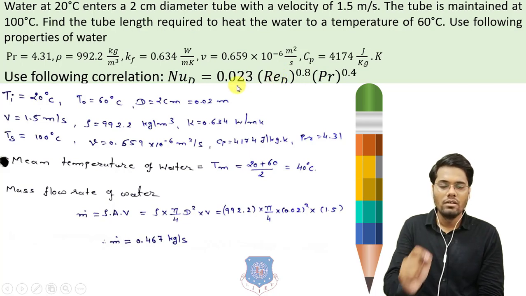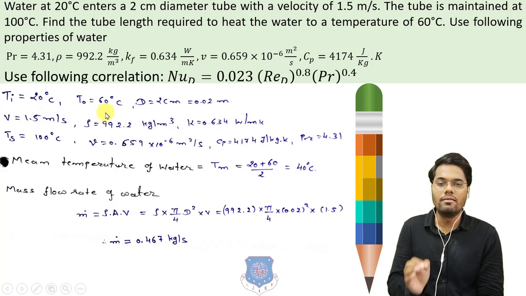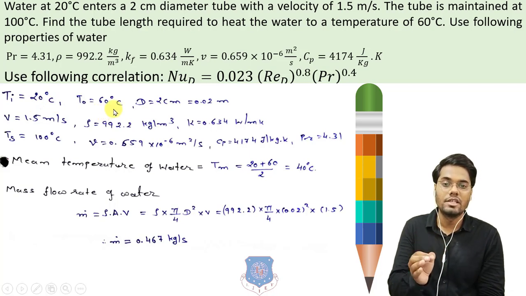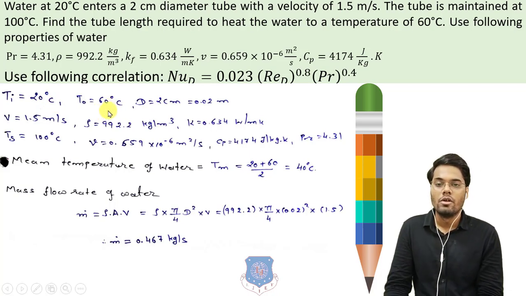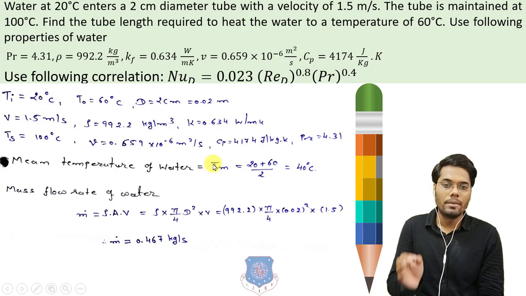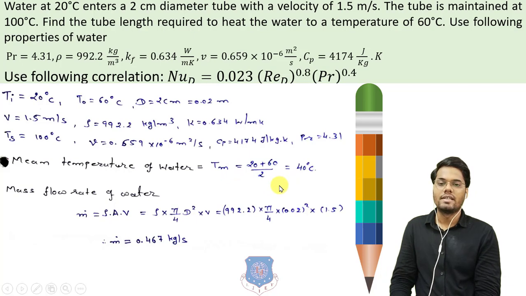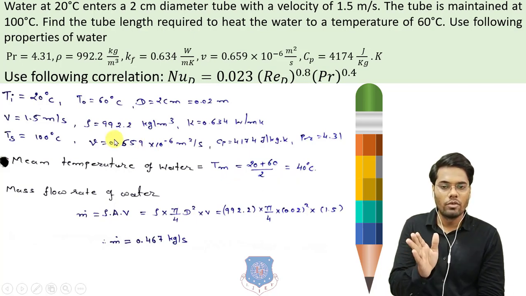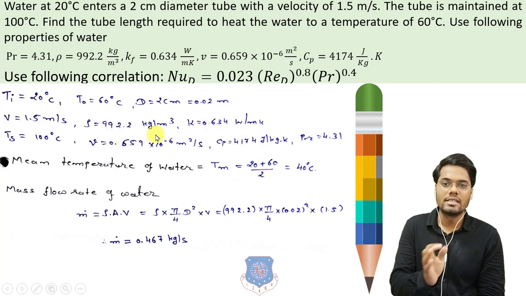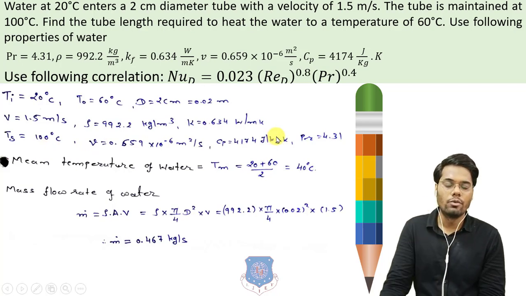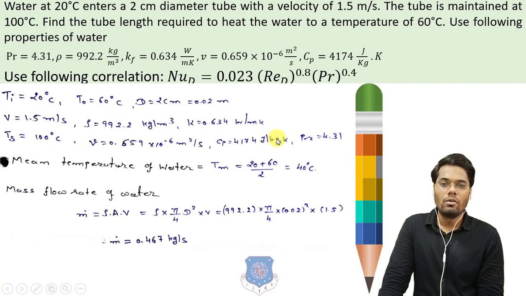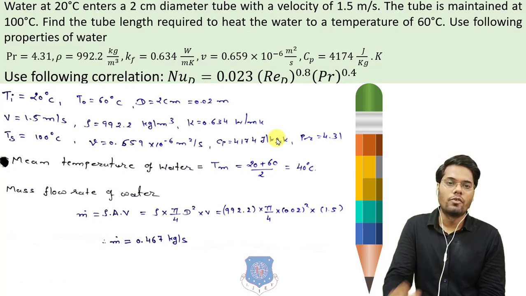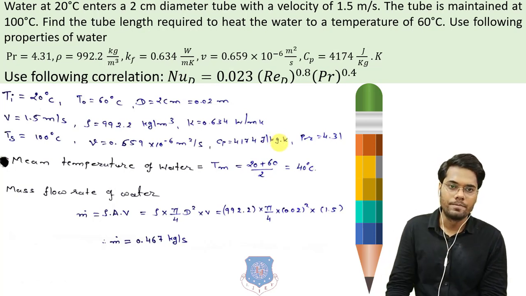First, the given data: there is an inlet temperature of water, which is 20 degrees, and an outlet temperature of water, which is required as 60 degrees Celsius. From these two values, we can easily calculate the mean temperature of water, which is 20 plus 60 divided by 2, so 40 degrees Celsius. Velocity of water is 1.5 meter per second; density, conductivity, viscosity, surface temperature, specific heat and Prandtl number are given in the given data. Now the first thing which we need to find out is the mass flow rate of water.